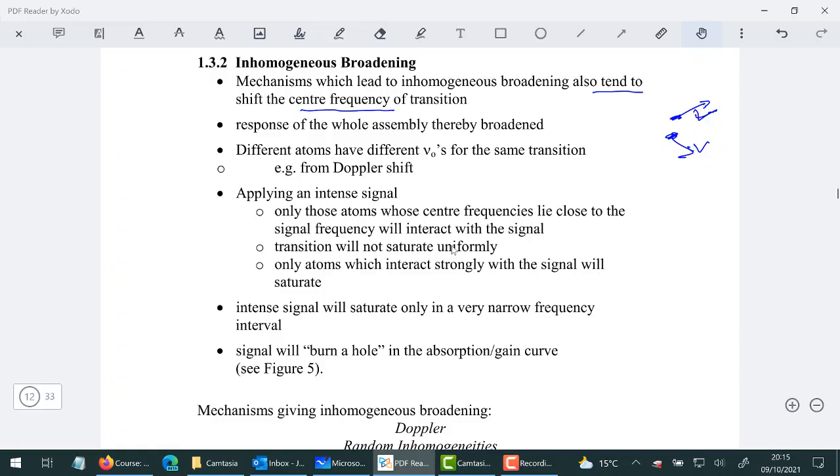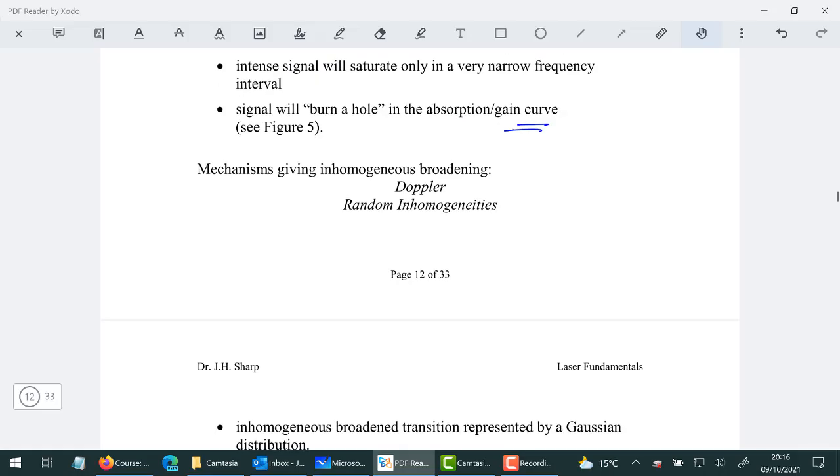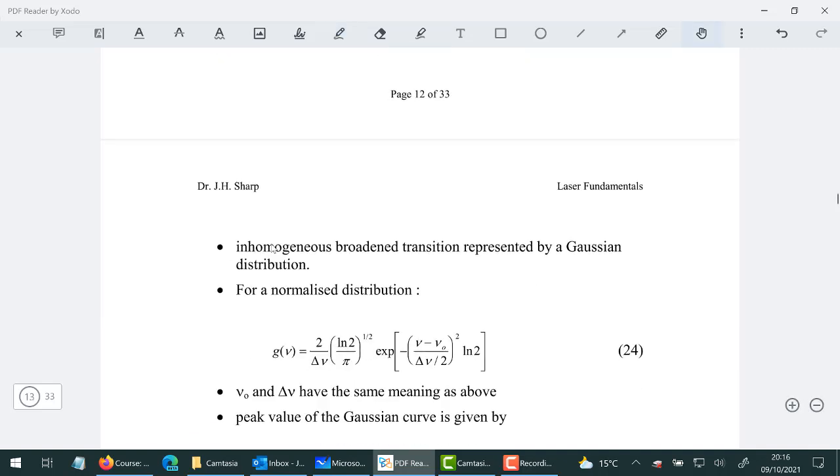So if we apply our super intense signal to look at what happens during saturation, then it's only the atoms which have a frequency which is close to the signal frequency, only the atoms that can interact around about that frequency, that will actually interact with the energy, with the light coming in. The rest of them won't. And so we get this kind of hole burning behaviour that we see in the graph below. So Doppler is an obvious one. Random inhomogeneity is also an obvious one, because they obviously act individually on individual atoms.